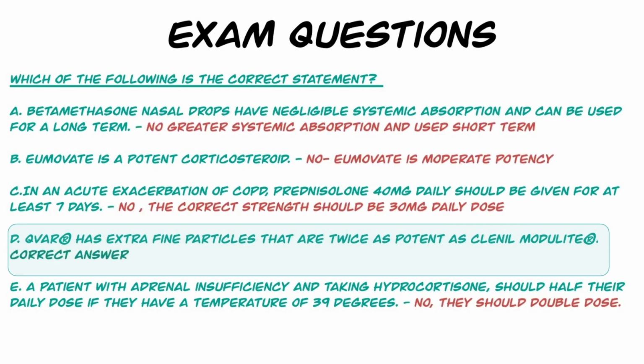So A is not correct, as these types of nasal drops have greater systemic absorption and should only be used short term. B is not correct, as Humavate is a type of moderate corticosteroid. C is not correct, as the correct strength of prednisolone is 30 milligrams. And E is not correct, as it should be double the dose if they have a temperature of 39 degrees.